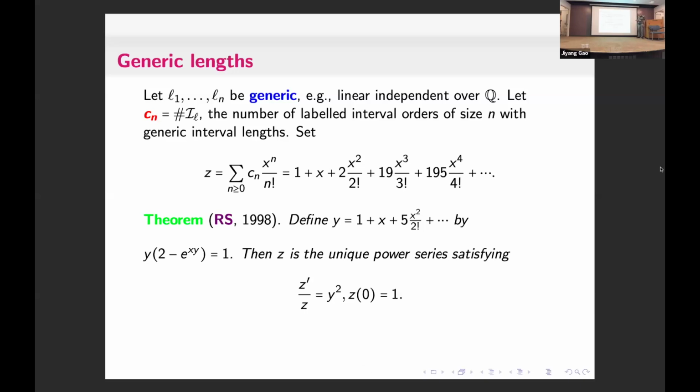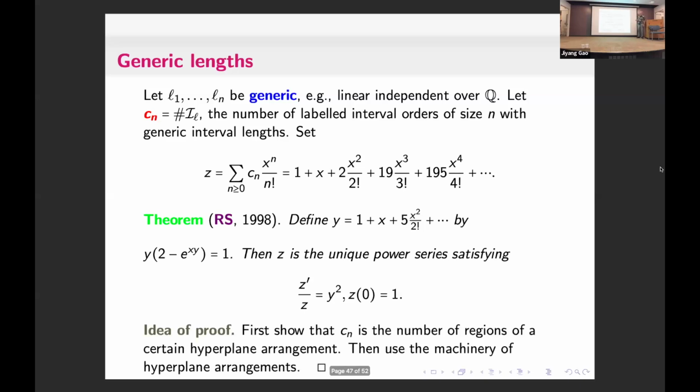Seriously, where did this come from? Well, a very brief sketch of the proof is to show that c_n is the number of regions of a certain hyperplane arrangement. Now, there are all kinds of formulas for counting the number of regions of a hyperplane arrangement, and you plug into one of those. A huge amount of work, but finally.